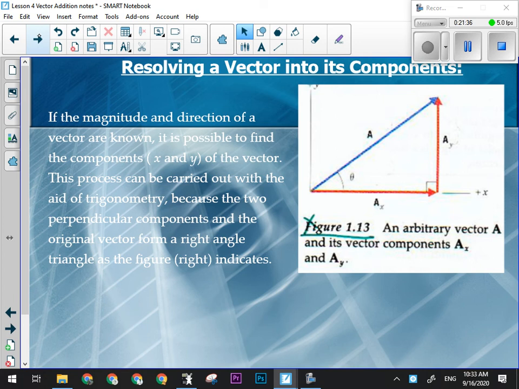All right, so if the magnitude and the direction of a vector are known, so if we knew how long A is, the blue line here, and what angle it had, we would always be able to find its x component, AX, and its y component, AY. And we would do that obviously just using trigonometry. I would have to know the magnitude of A, and I would have to know theta in order to do that.